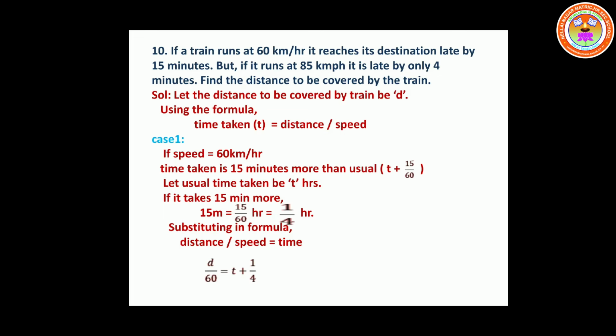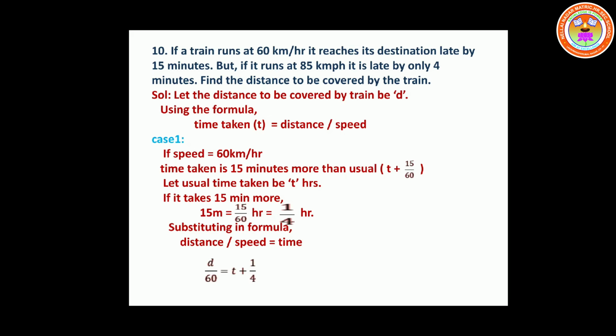Now we are going to use a formula, time taken is equal to distance by speed. This formula we are going to use and we are going to find what is the distance covered by the train. So there are two cases, one if it is traveling at 60 km per hour, and the other case that if it runs at 85 km per hour. So first I am going to take it as first case. So in the first case the speed is at 60 km per hour.